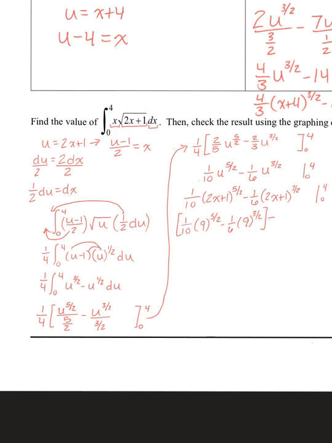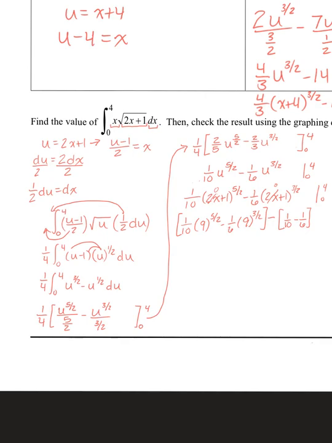Minus, and then if I plug in 0 for x, so this is going to go to 0, so I would just have 1. This is going to go to 0, so I would also just have 1. And so I would end up with 1/10 minus 1/6.